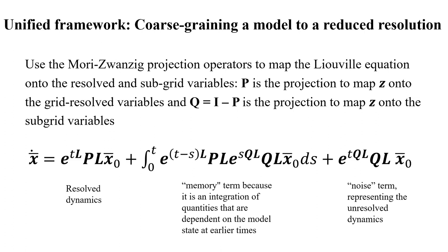The key point to make here is that the entire expression of the model tendencies for the resolved variables has three terms. One is the resolved dynamics. The last is a local perturbation or local evolution. And the middle term is called the memory term, which represents the interaction between the resolved and unresolved processes. That is important.